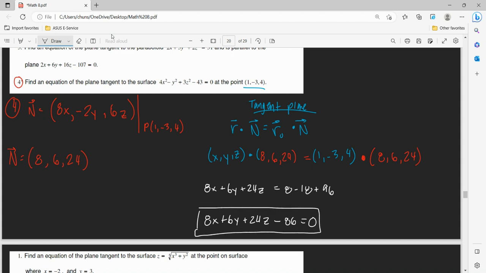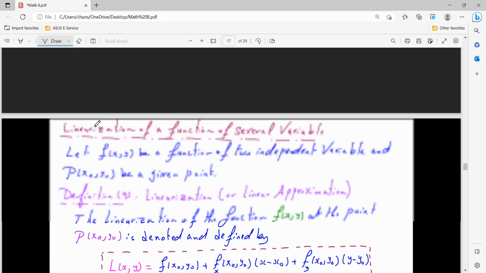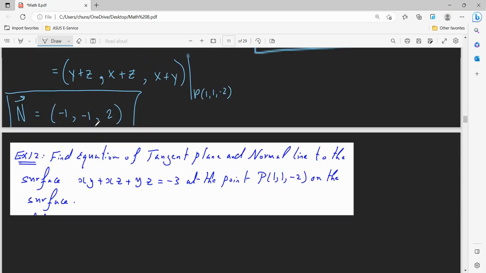And that is our equation, and let me check our answer. And we can reduce this. So this is correct, but each of these terms is divisible by 2, so this can give us 4x plus 3y plus 12z minus 43 is equal to 0. Okay, so that is another example. We're going to go through a couple more afterwards. Let's finish up what we were talking about in our notes.